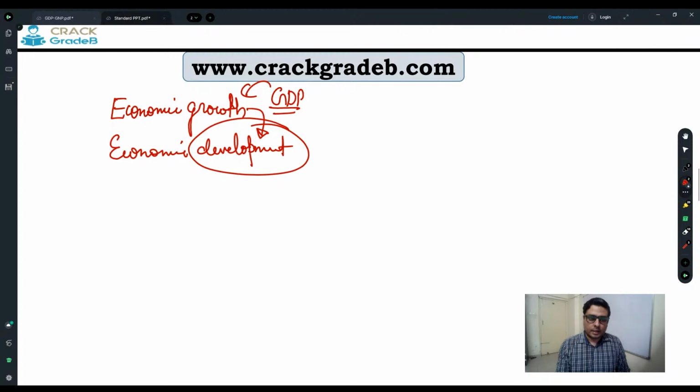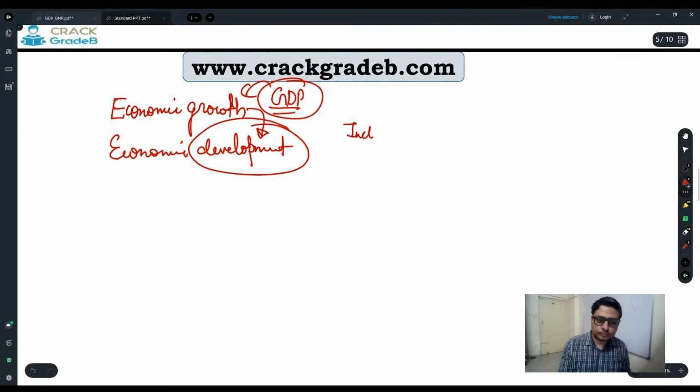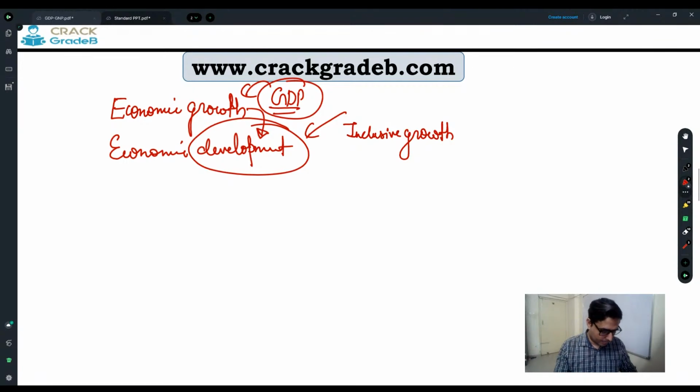So GDP should not be considered an end factor. We should not be satisfied that our GDP is increasing, so economic development is automatically happening. After calculating the GDP, we also have to pay attention to inclusive growth so that development reaches every person.